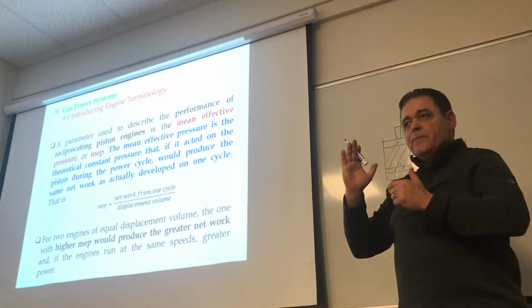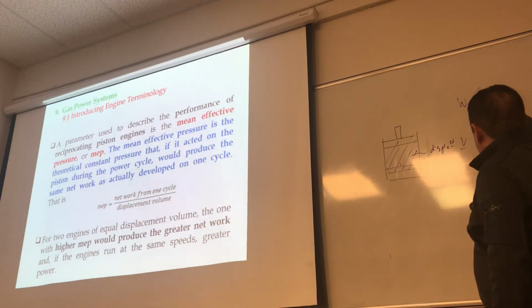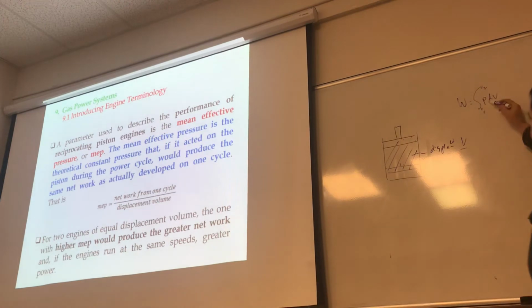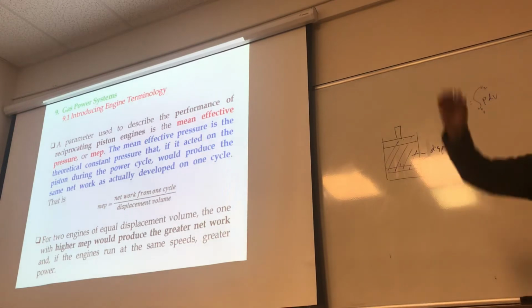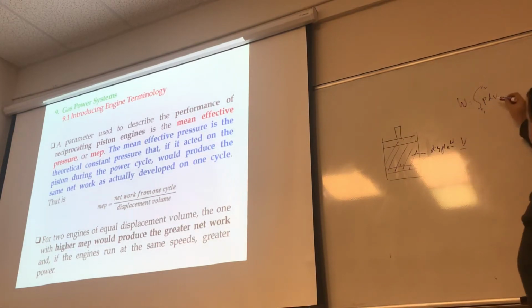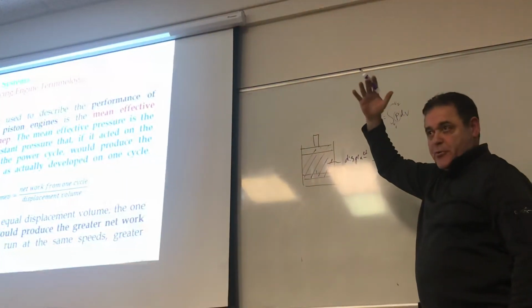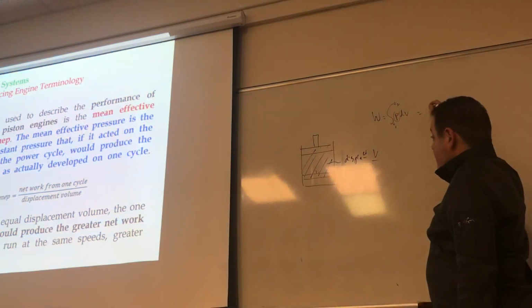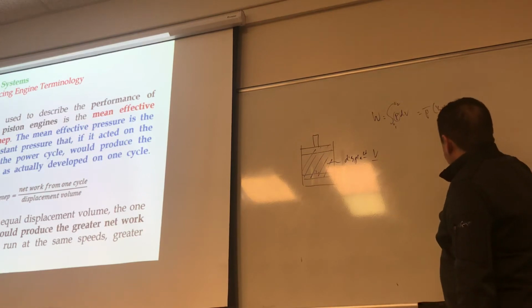Do you agree that work is equal to the integral of P dV between V1 and V2? And then they said, hey, we know how much the piston is moving, how much volume it is sweeping, right? So if we can assume that some average pressure exists, which I can consider to be constant, then I can say that this is probably something like P times (V2 minus V1), which is the displacement volume.